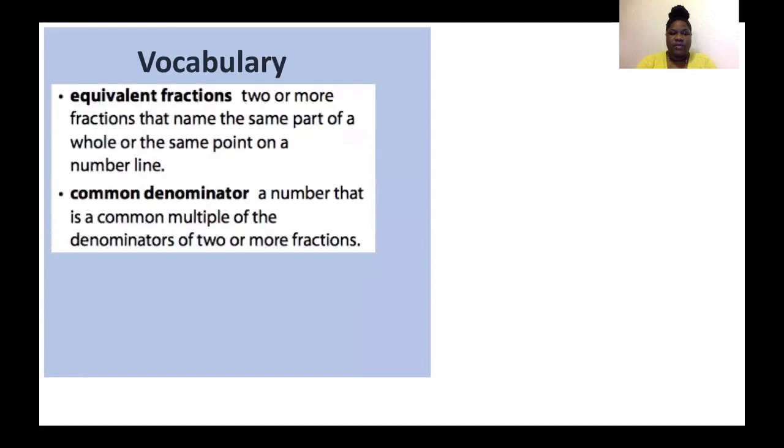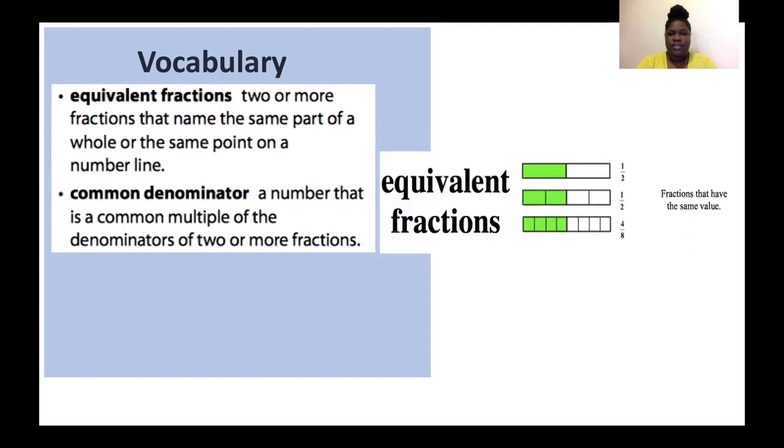The next vocabulary words that will be important are equivalent fractions and common denominator. Equivalent fractions are 2 or more fractions that name the same part of a whole or the same point on a number line. Here's an example of equivalent fractions. The first one shows a fraction bar with 2 pieces. One part is shaded. Here, this is actually 4 equal parts, 2 shaded, so I know that 1/2 is the same thing as 2/4. And then the last one shows 8 equal pieces with 4 shaded. This also represents 4/8, which is the same as 2/4, which is equal to 1/2.